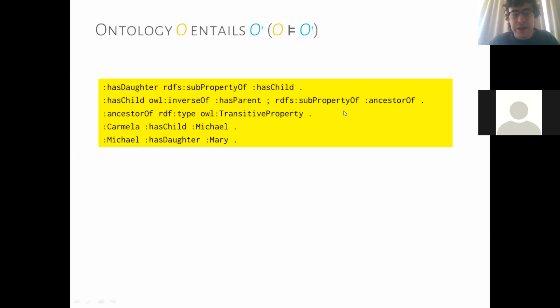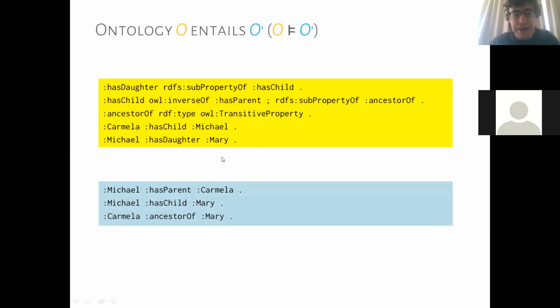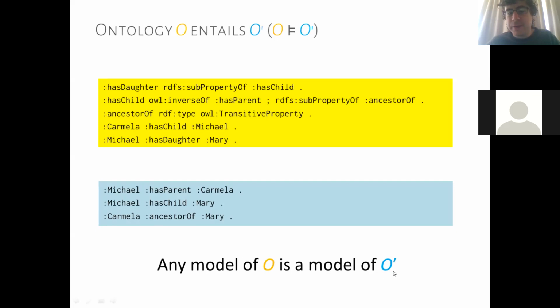Then we see has child is a subproperty of ancestor of, so we would have Carmela ancestor of Michael, and so forth. So the question is, does this ontology entail this one here? When we talk about an ontology, we talk about essentially an RDF graph with special meaning. Which means, do the triples here follow from the definitions in this ontology? How do we define that? We define that by saying that any model of O is a model of O prime.